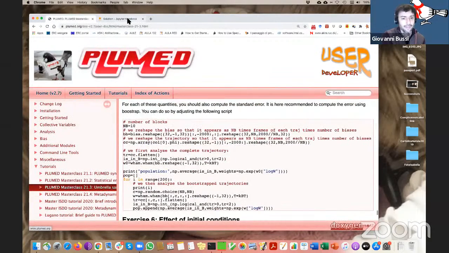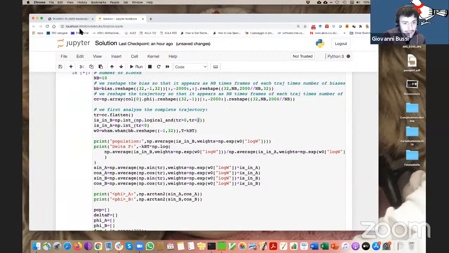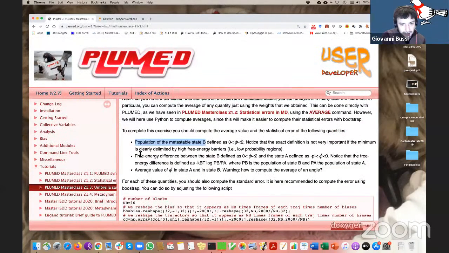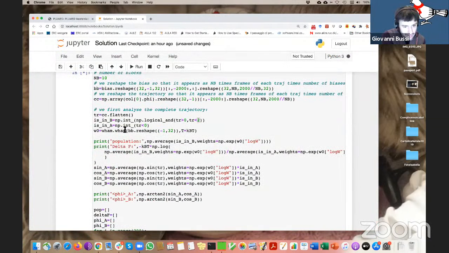Let's see the other question: the free energy difference between state B and state A. How to do it? I just compute, okay, for the population of state B, the average value of my is-in-B variable, weighted with weights that are just the exponential of my log weight.